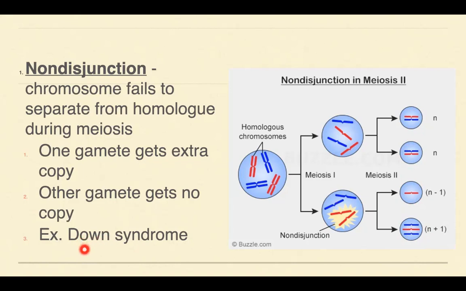We see this in a condition called Down syndrome. That's when you have, if it's a female, XXX. If it's a male, XXY. So the X chromosomes failed to separate during meiosis.